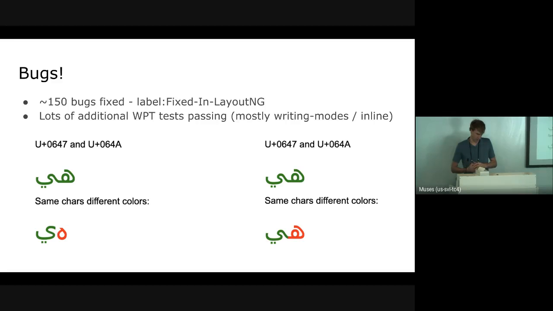We have much better support for complex scripts. So this is an example where there's a span wrapping this lip here, for example, and we couldn't shape between them.